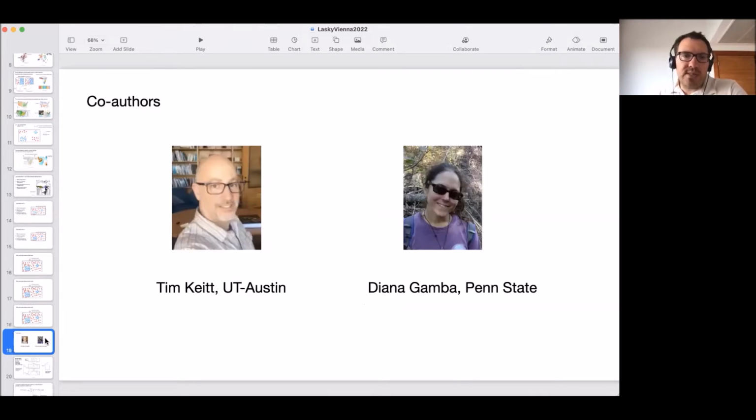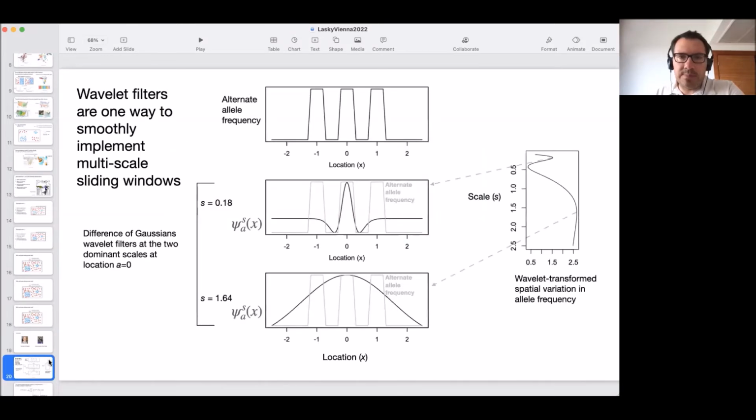My other co-authors on this study are Tim Kitt at UT Austin and Diana Gamba, who's a postdoc in my group at Penn State. And the work that we're doing here partly builds off an implementation that Tim developed earlier for characterizing spatial turnover in ecological communities, where the analogy here is allele frequencies across the genome.